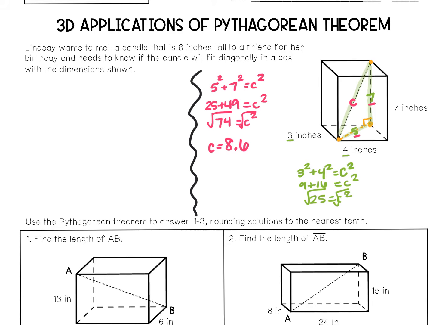The other way I can solve for this is to use the formula. If I have a rectangular prism, the diagonal squared equals the length squared plus the width squared plus the height squared. I would just plug in each value and then take the square root when I'm solving. I know the diagonal is what I'm missing. My length was 4 inches, my width was 3 inches, and my height was 7 inches.